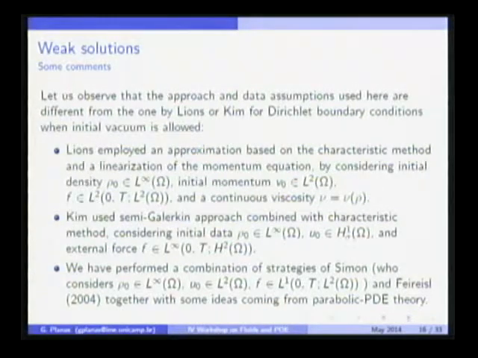Our approach is different. We perform a combination of strategies of Simon. Simon also considered rho 0 in L infinity, but with less regularity on the data. But we use some ideas of Feireisl, and of the book of Feireisl of 2004 on compressible fluids, together with some ideas coming from parabolic PDE. I will be more precise about our approach.